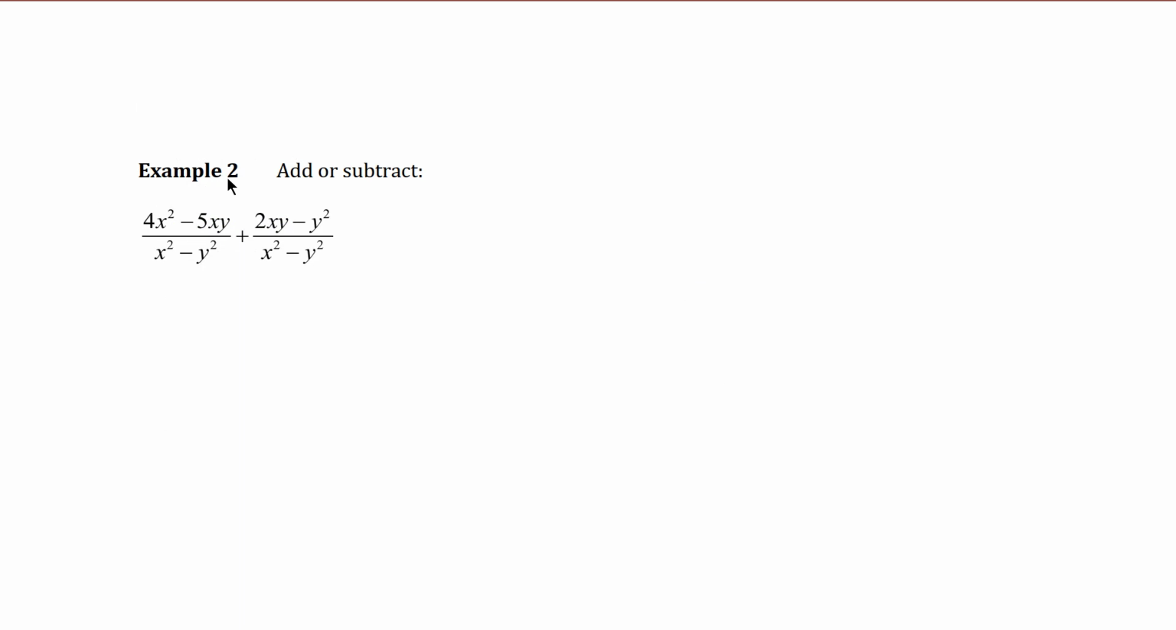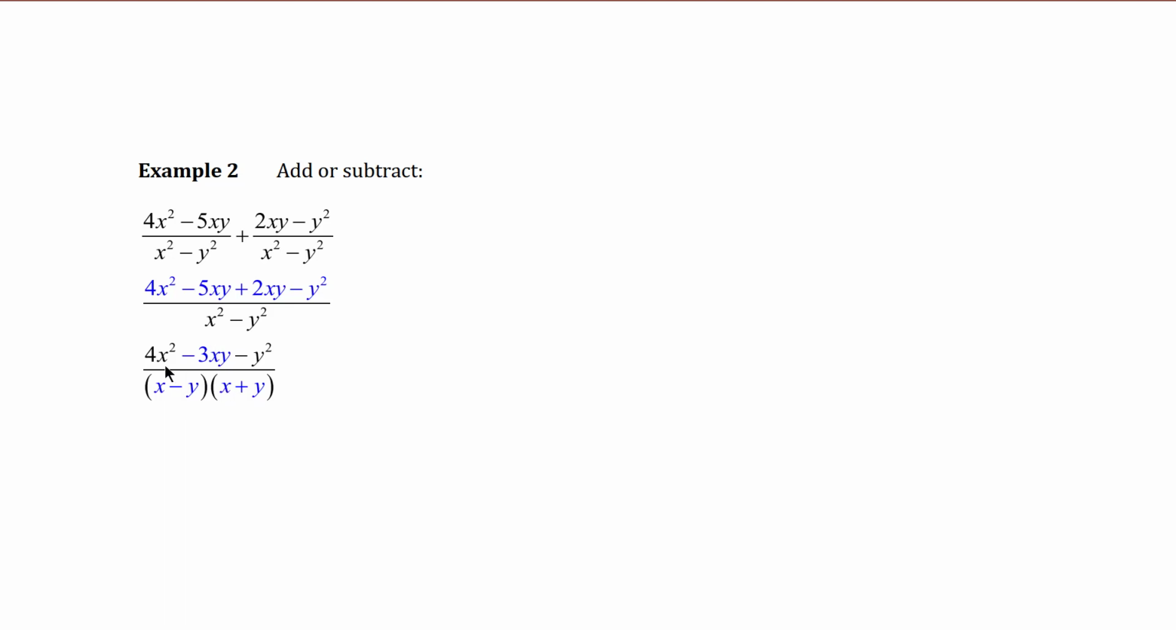Next, we have example number 2, add or subtract. We have 4x squared minus 5xy divided by x squared minus y squared plus 2xy minus y squared divided by x squared minus y squared. First, we combine everything under one fraction. We get 4x squared minus 5xy plus 2xy minus y squared all over x squared minus y squared. Next, we combine like terms with the negative 5xy and the plus 2xy. We get negative 3xy.